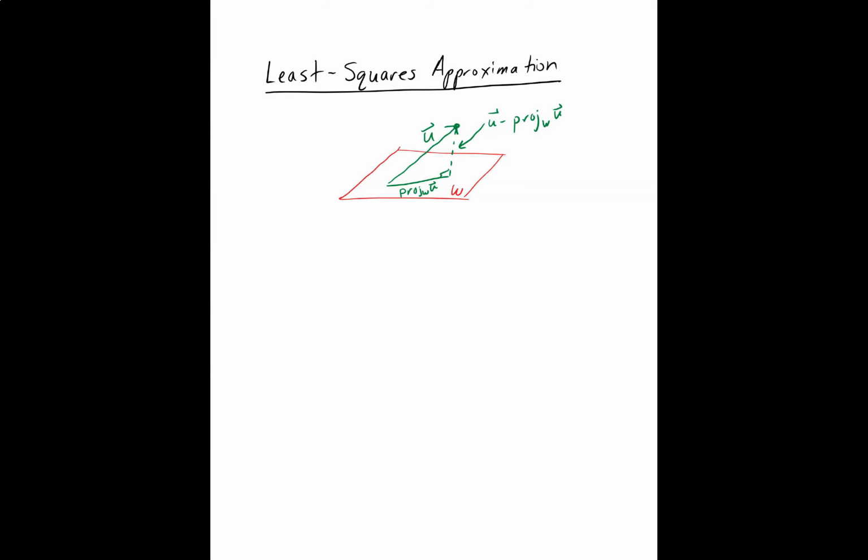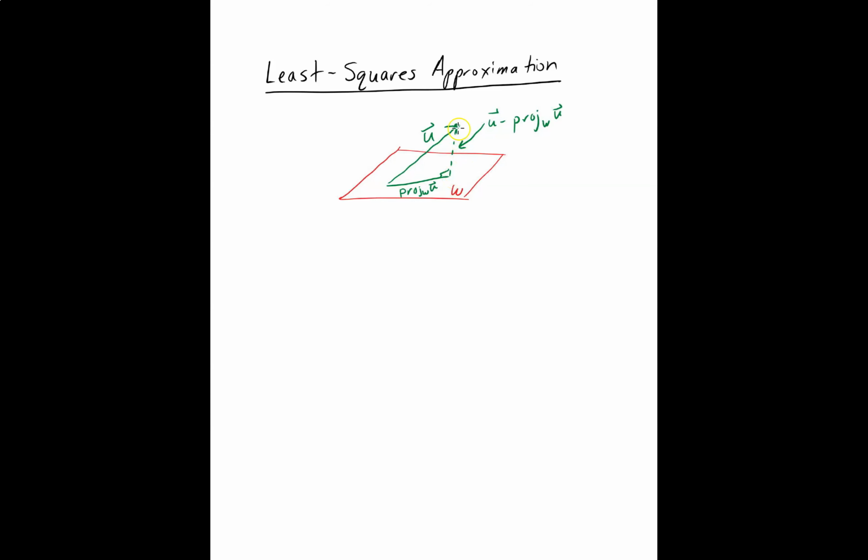In this video, we're going to talk about the idea of least squares approximation. So here's the linear algebra setup for things. We're going to have a subspace W. We're going to have some vector U that doesn't lie in W. We want to try to find the closest thing in W to U in some sense.